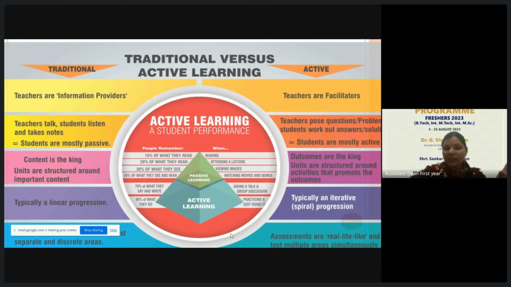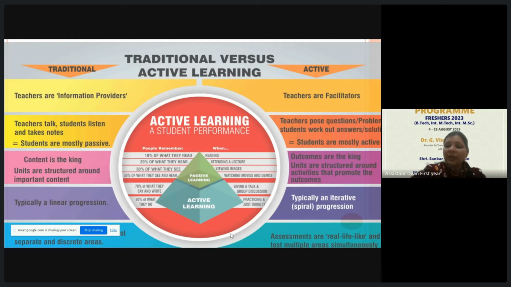As a result, students are mostly passive. They are not interacting with their teachers. They are not actively participating in the topic which they are going to cover. In active learning, the teacher poses questions and gives problems to the students. Students have to answer and participate in the topic. They have to work out the answers, solve these problems, and come up with the solutions. Hence, they have to be mostly active.